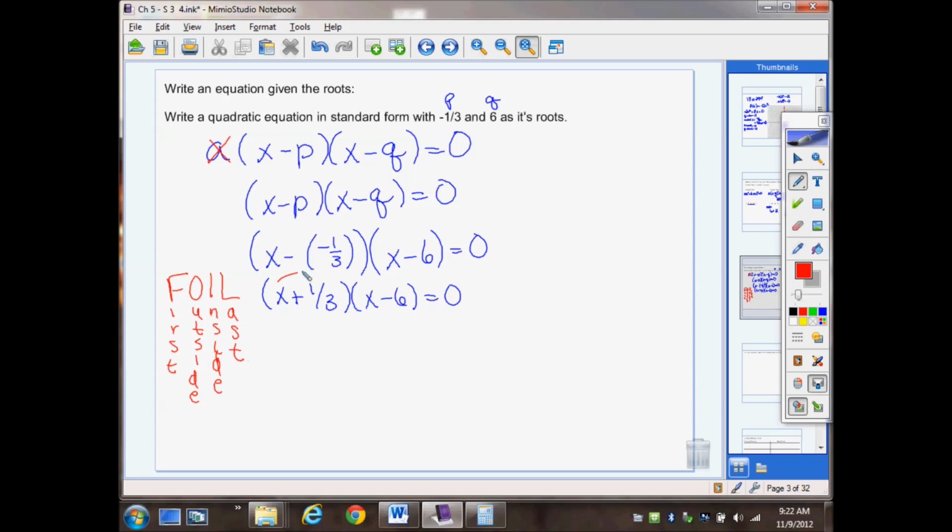So I'm going to multiply the first. That'll give me x squared. Outside, so minus 6x. Inside, so plus 1/3 x. And then last, 1/3 of 6 is 2, so that's minus 2 equals 0.